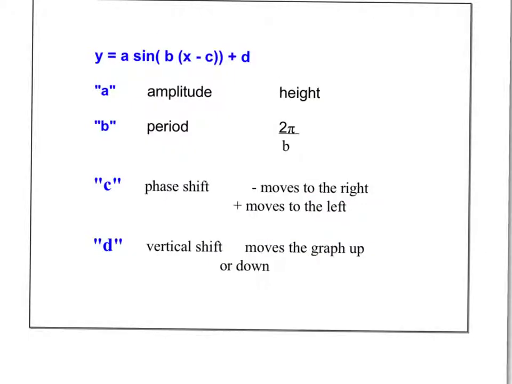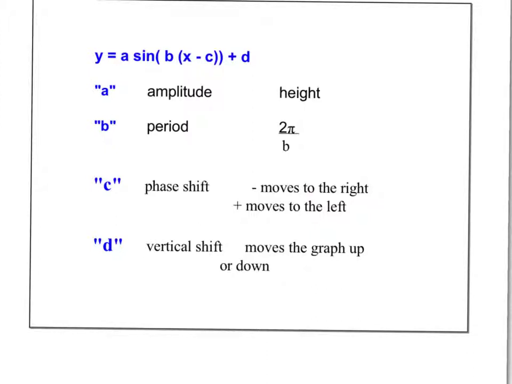This slide is just a reminder of what A, B, C, and D represent. D is vertical shift, up or down. C is the right or left, that's inside with the x. You use b to find the period, so you take 2 pi and divide it by b. And then amplitude is a, or the height.